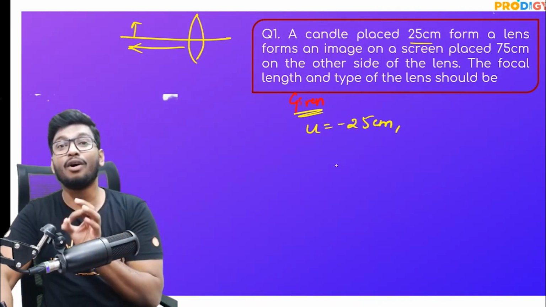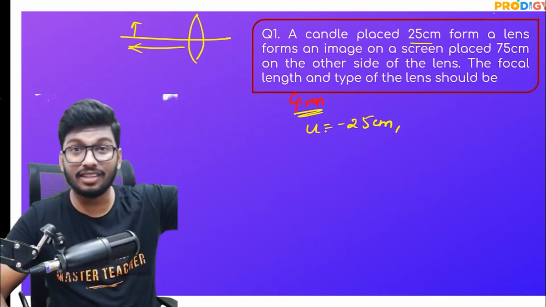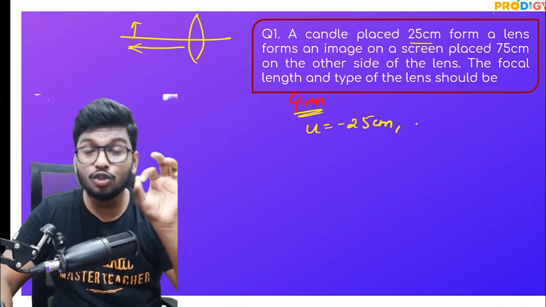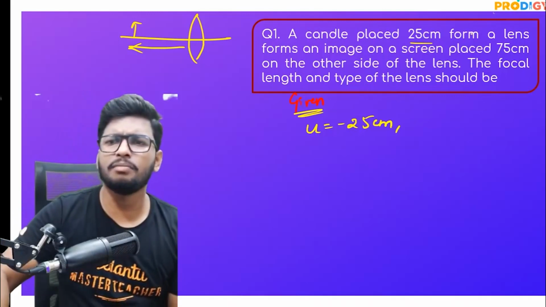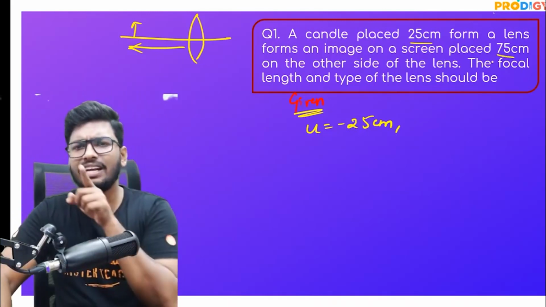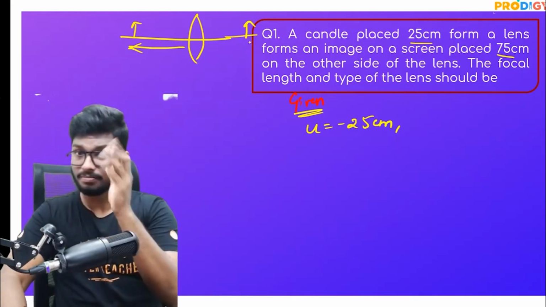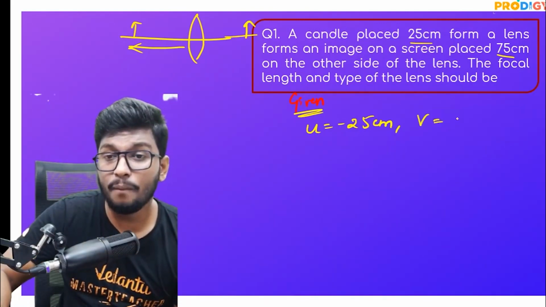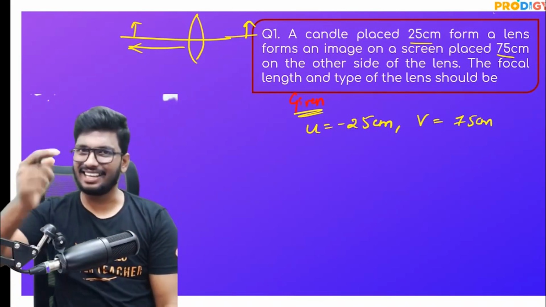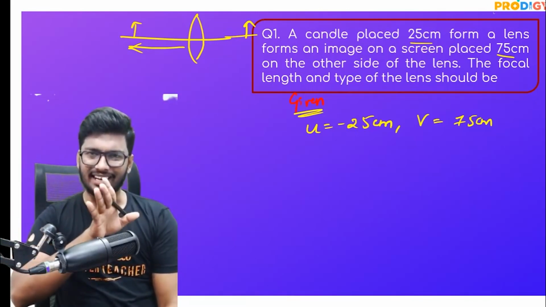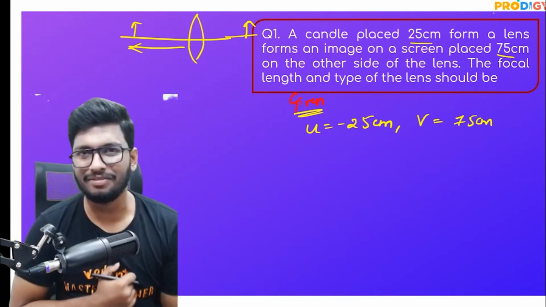It's very important that you are clear with the sign convention. I've already sent out a video for that, so check it out. It's super helpful, and you'll find it much easier to remember then. The second thing you must remember is that the image is formed 75 centimeters on the other side of the lens. So V is equal to plus 75 centimeters, because any distance along the direction of the incident ray is taken as positive.